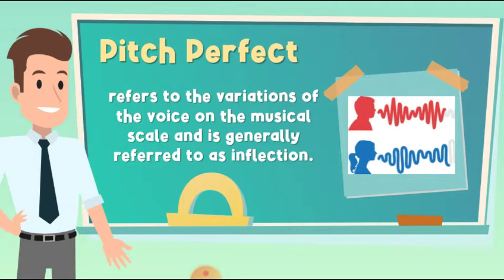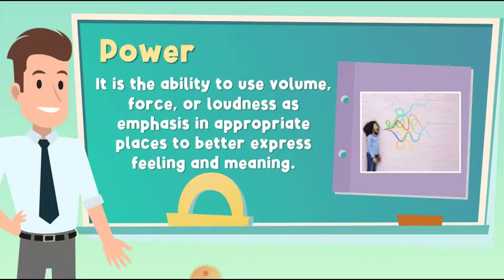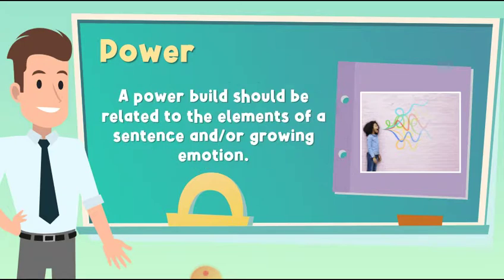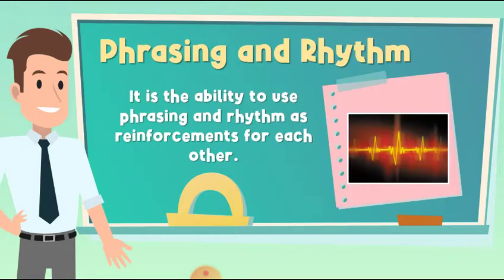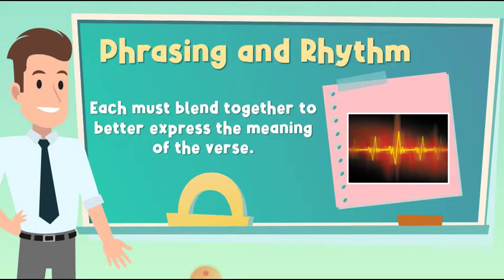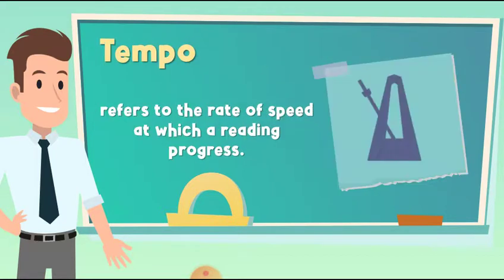Pitch refers to the variations of the voice on the musical scale and is generally referred to as inflection. Power is the ability to use volume, force, or loudness as emphasis in appropriate places to better express feeling and meaning. A power build should be related to the elements of the sentence and/or growing emotion. Phrasing and rhythm. It is the ability to use phrasing and rhythm as reinforcements for each other. Each must blend together to better express the meaning of the verse.